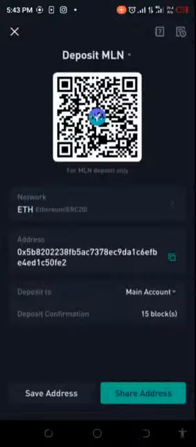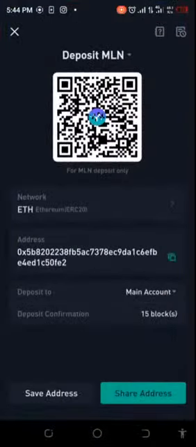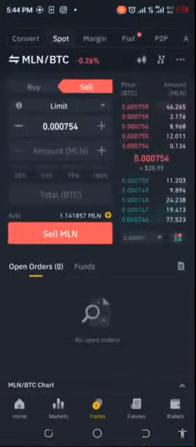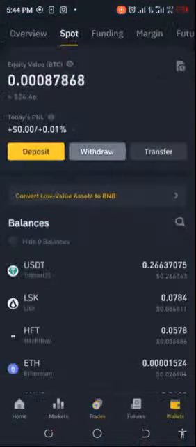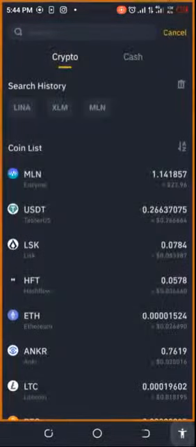So now, as you can see here, I just have to pick this. That's the copied, it's ERC20. Make sure it's the same. It must be the same. Don't forget, it must be the same. Okay, so let's run along to withdraw this. We're going to withdraw. So what are we withdrawing? We're withdrawing the MLN.